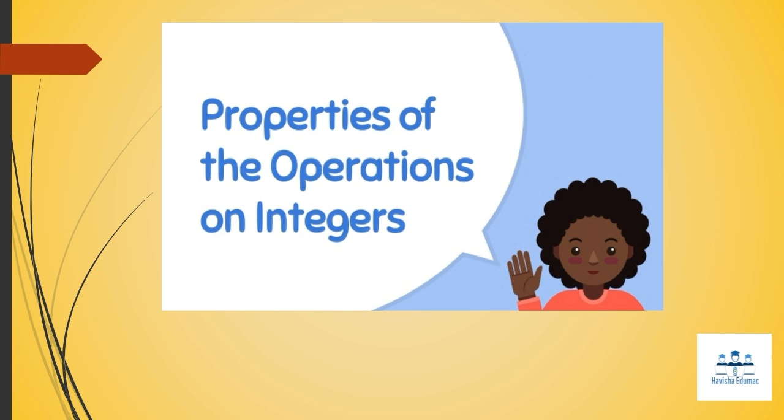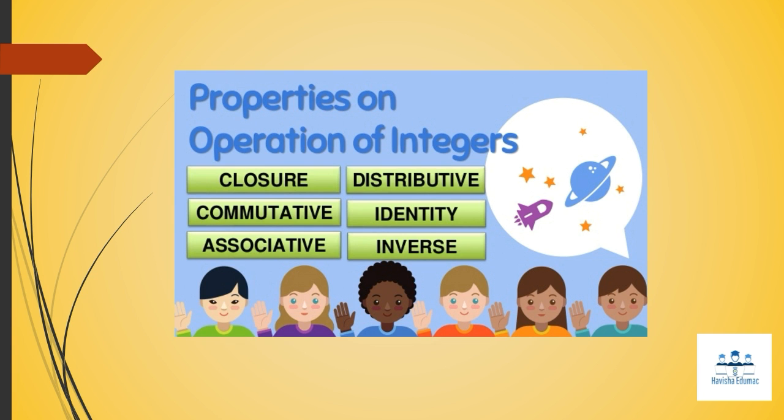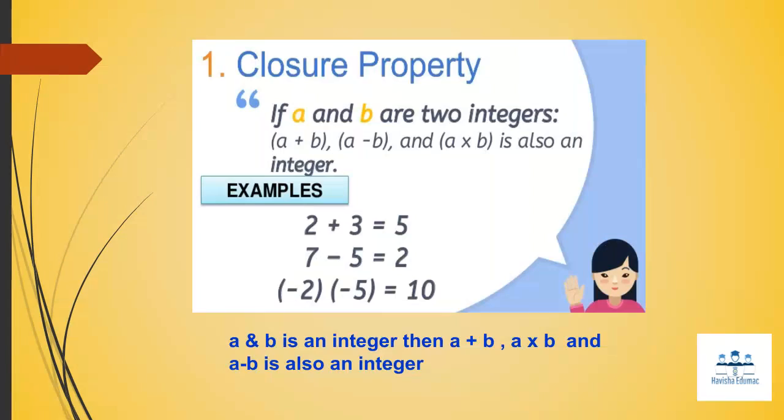Now let us see the properties of the operation on integers. Properties on operation of integers are closure property, distributive property, commutative property, identity property, associative property, inverse property. First, let us see the closure property. If a and b are integers, then a plus b, a minus b and a into b are also integers. Examples: 2 plus 3 is equal to 5, 7 minus 5 is equal to 2, minus 2 into minus 5 is equal to 10.